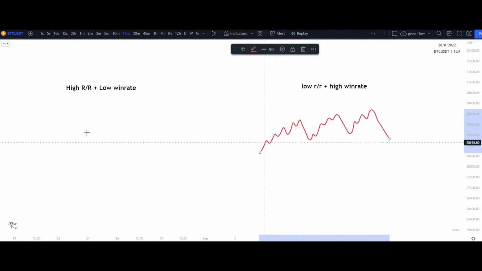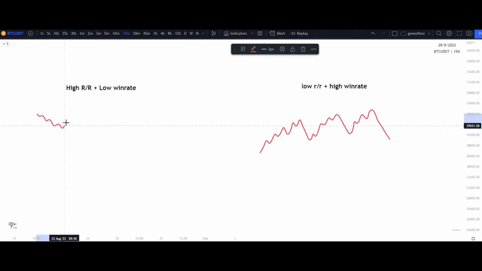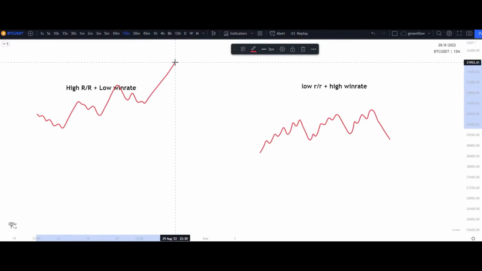Well, it's going to be the literal opposite of this. Small loss, small loss, small loss, small loss, huge win. Small loss, small loss, small loss, huge win.